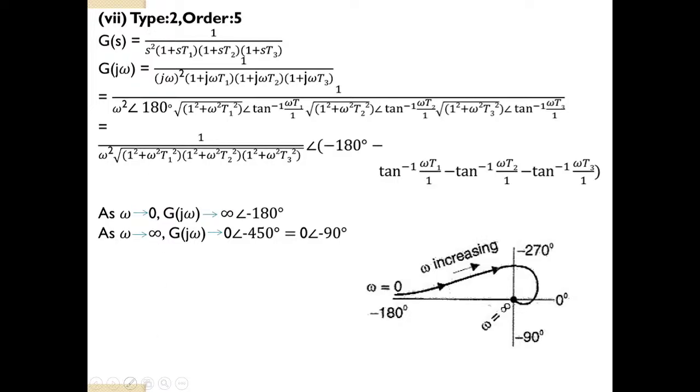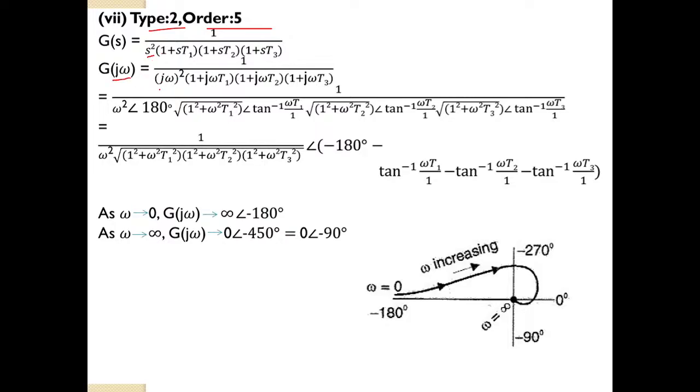Next, type 2 order 5 system. So you can see here s power 2, so it is type 2. And order 5 means you just multiply all the s terms, you will get s power 5. So this is it. Replace s by j omega.